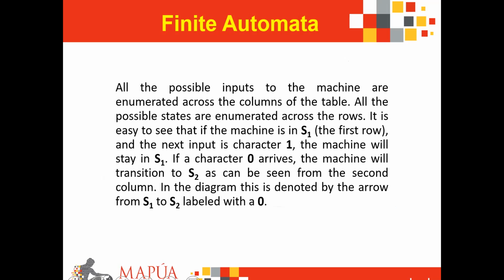All the possible inputs to the machine are enumerated across the columns of the table, and all possible states are enumerated across the rows. So it's easy to see that if the machine is in state 1 and the input character is 1, the machine will stay in state 1 until the next character, which is a 0, arrives. If a 0 arrives, then the machine will make a transition from S1 to S2, as seen in the corresponding second column. In the diagram, it is also denoted by the arrow from S1 to S2, labeled with the corresponding transition condition input of 0.